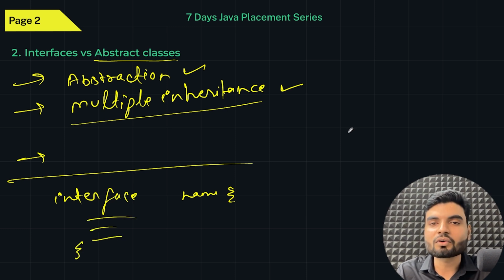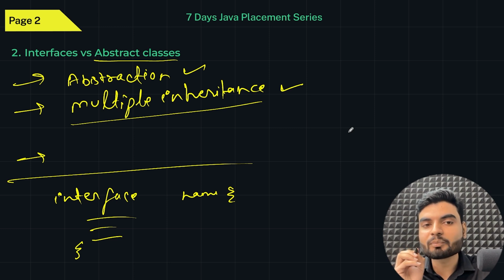Okay, it's sort of a contract. Abstract classes have some features and some rules, while an interface is a pure contract. If you are trying to implement an interface, you have to implement all its methods. Strictly, you have to implement them, right?